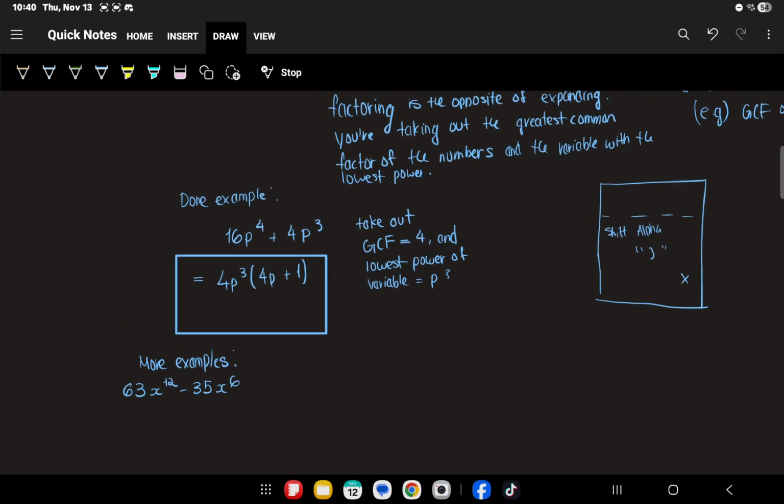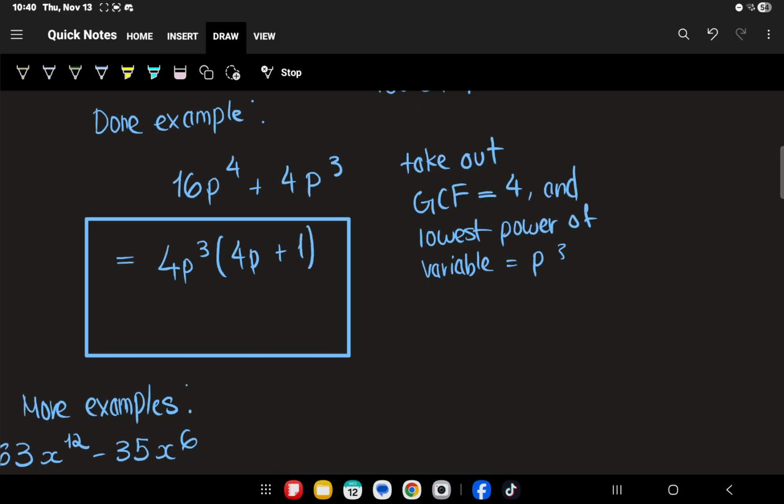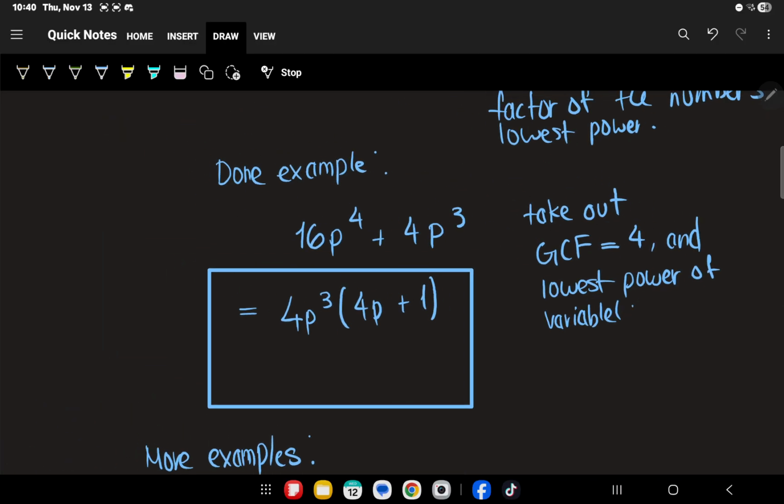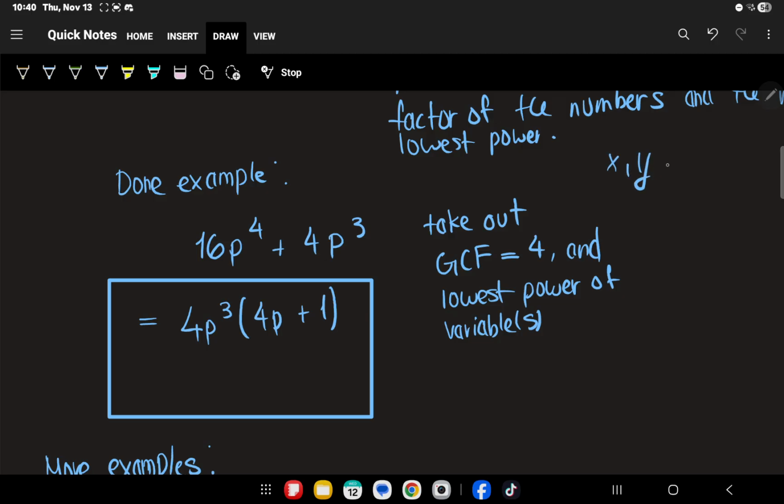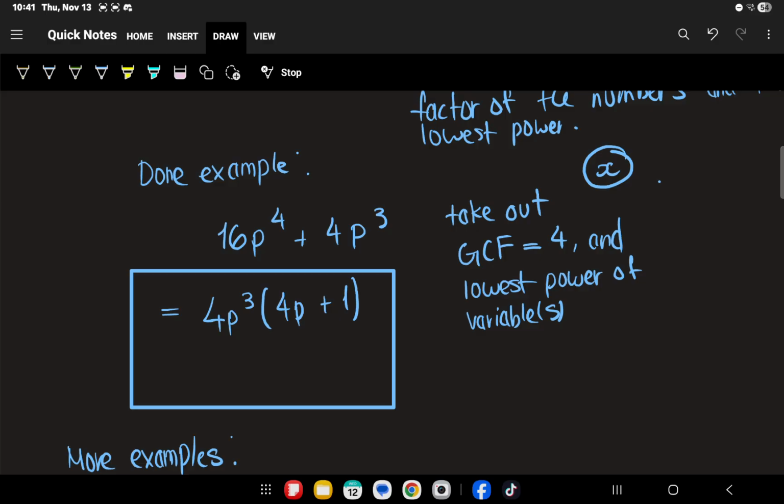So let's move on to an example of common factoring. As I said earlier, you're going to take out the GCF and the lowest power of the variable. Sometimes you have two variables, like x and y, but we're not going to deal with that this year. We're just going to deal with one variable for now. In grade 9 you will not deal with two variables, but you will deal with two variables next year. So for now, just say that it's the lowest power of the variable. Okay, let's look at an example here.